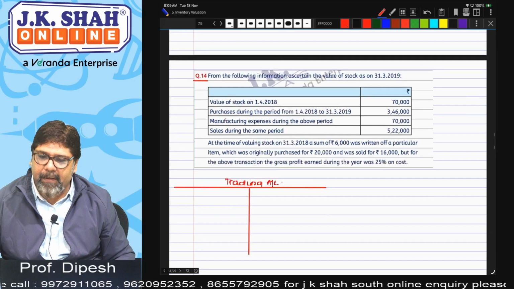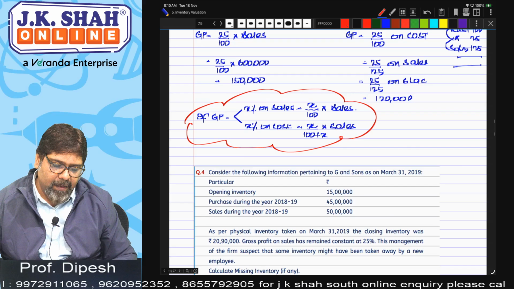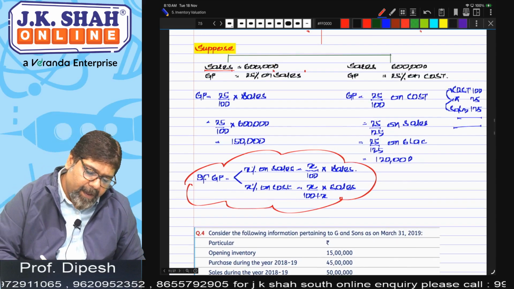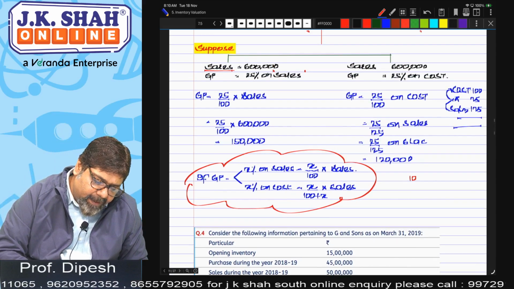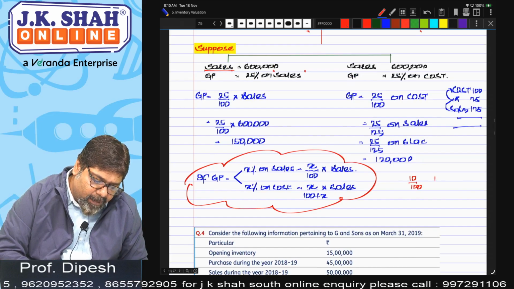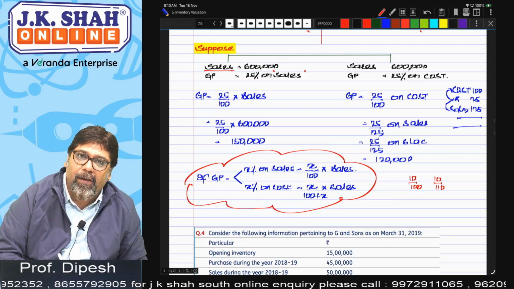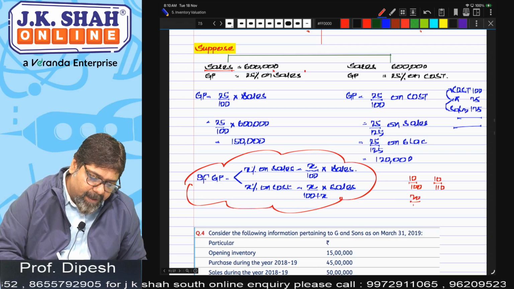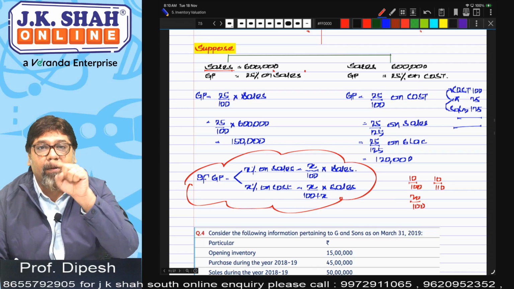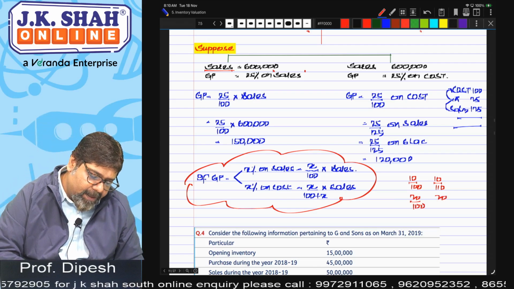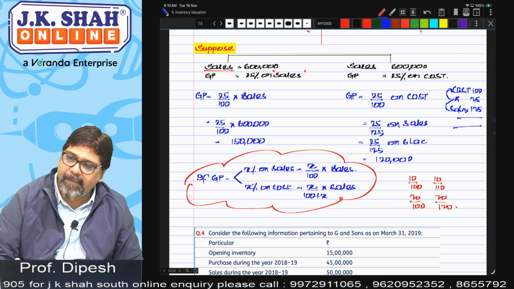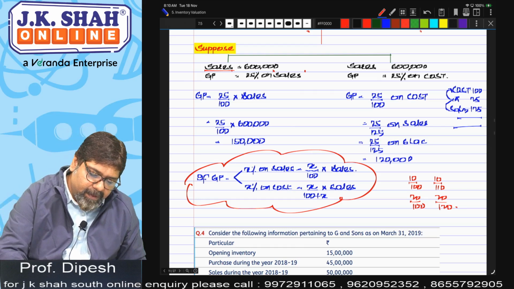Let me repeat this one. If it is 10% on sales, then 10 by 100. If it is 10% on cost, then 10 by 110. If it is 20% on sales, then 20 by 100. But if it is 20% on cost, it will become 20 by 120. Samiksha, this only, no?